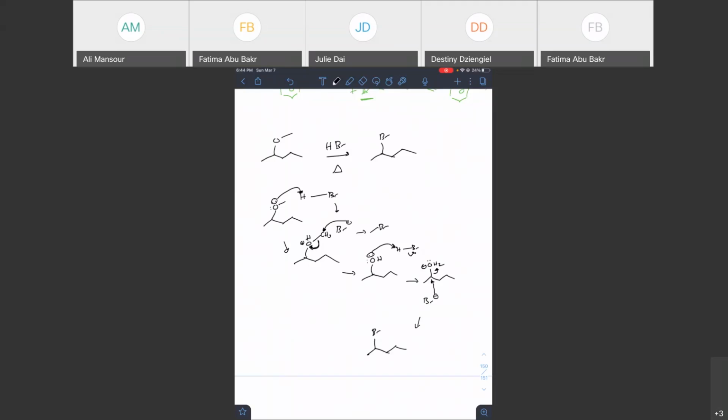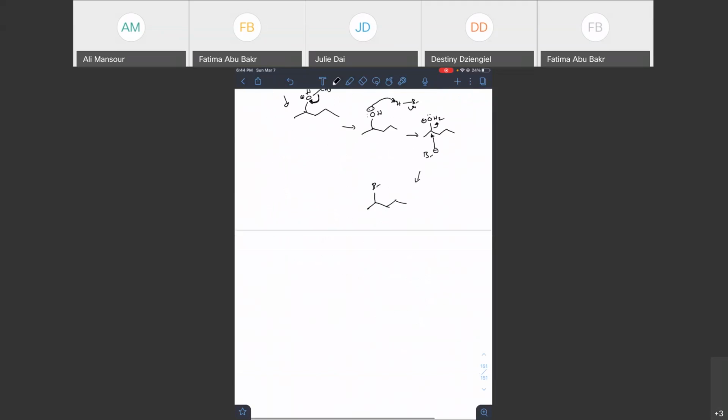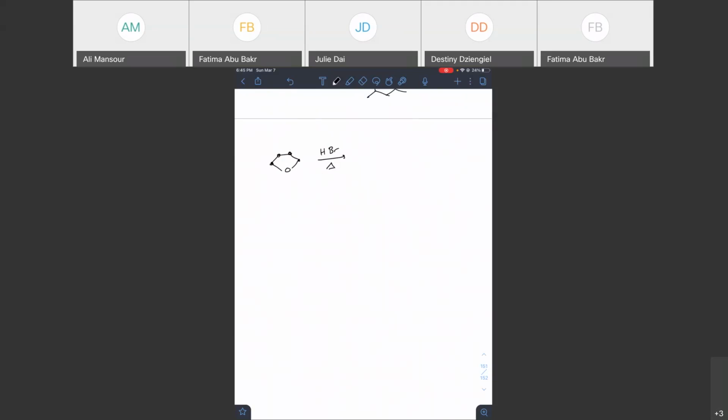Any questions about that? We're going to get a chance to practice this mechanism a few more times. All right. So second example of something like this. In this example, we're dealing with a cyclized ether. In this cyclized ether, we have HBr and heat again, just like the example above. And what that ends up doing is we have 1, 2, 3, 4 carbons and a Br on each side. Okay, so that's our answer.